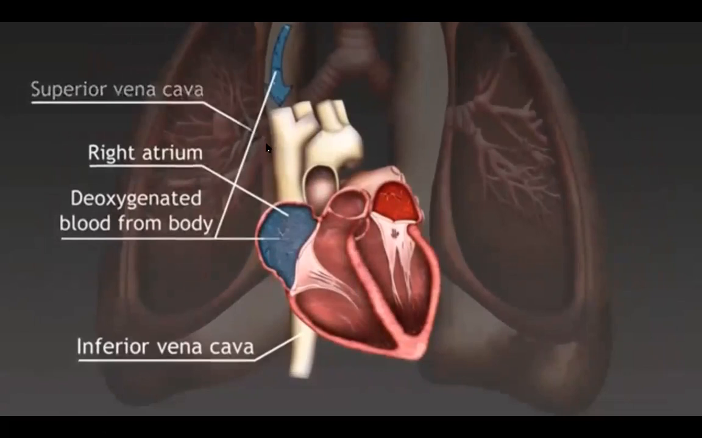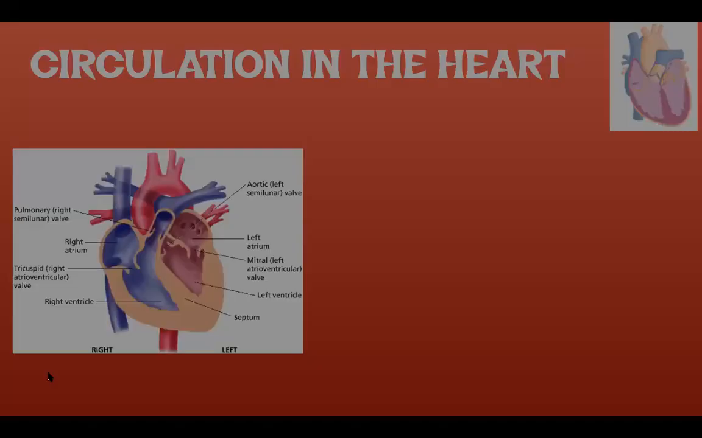I don't know if that's going to start again, but I just wanted to mention the superior vena cava is the blood vessel that brings the blood from the upper half of the body, and the inferior vena cava is what brings the blood from the lower half of the body. And I knew that was going to happen.